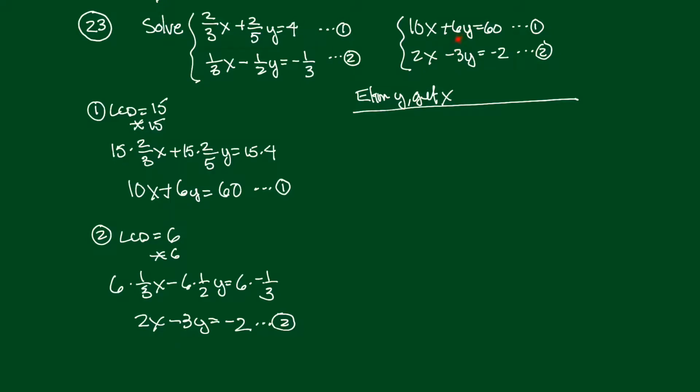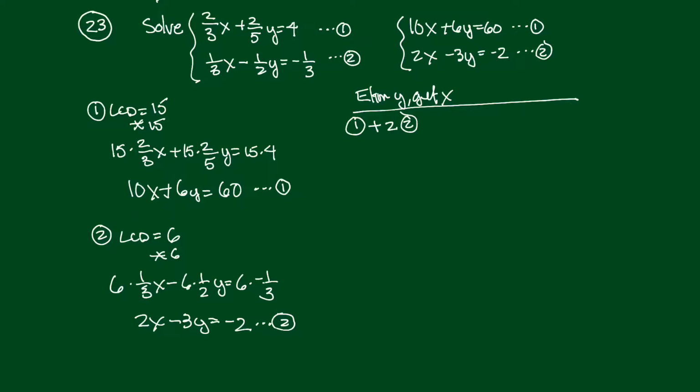Focus in on the y's. The smallest number that both 6 and 3 divide into is 6. Right? I want them to be opposites. They already have opposite signs, so I want them to both be 6's. So this one, I don't have to do anything to. So the plan is just to take equation 1, but add it to what? Well, to get that to be a 6, I need to multiply it by 2. So 2 times equation 2.